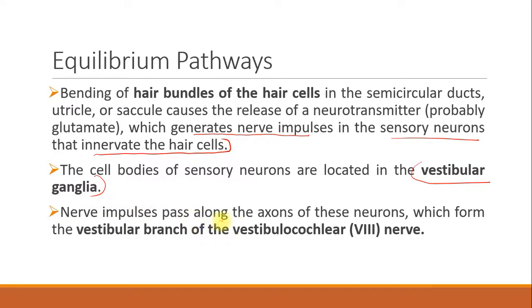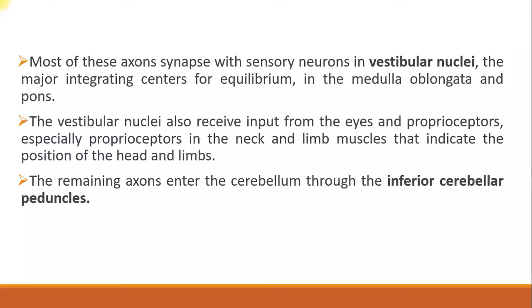So the nerve impulses pass along the axons of these neurons, which form the vestibular branch of the vestibulocochlear nerve. The axons of all these sensory neurons combine to form the vestibular part of the vestibulocochlear nerve, which is the eighth cranial nerve. Most of these axons synapse with neurons in the vestibular nuclei, the major integrating center for equilibrium, which is present in the medulla oblongata.